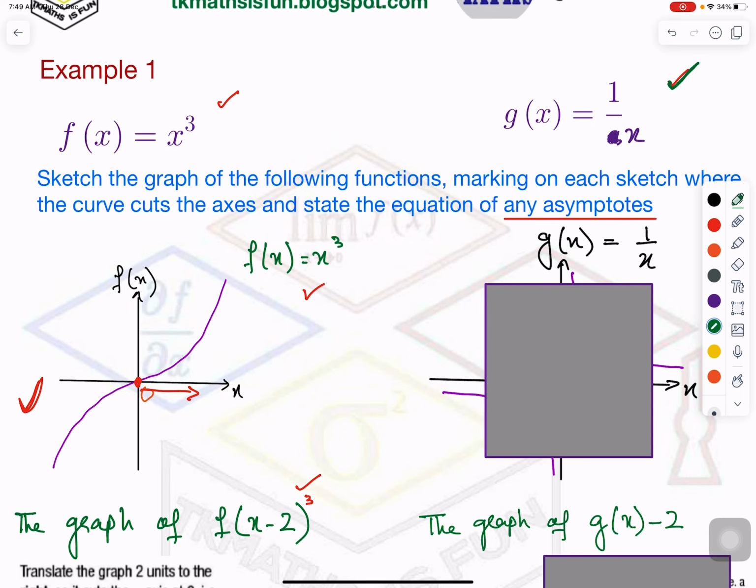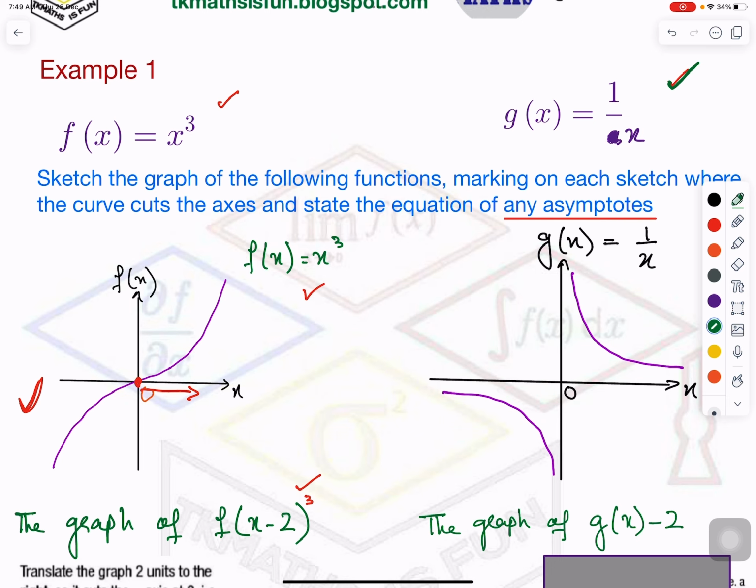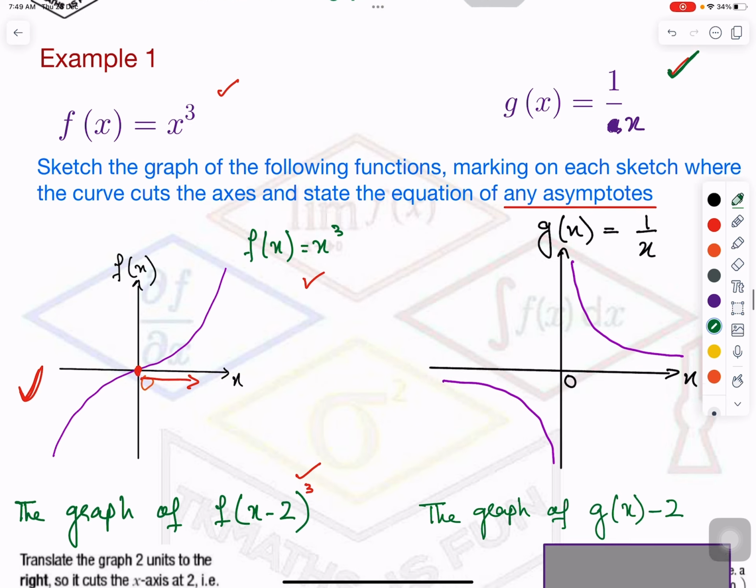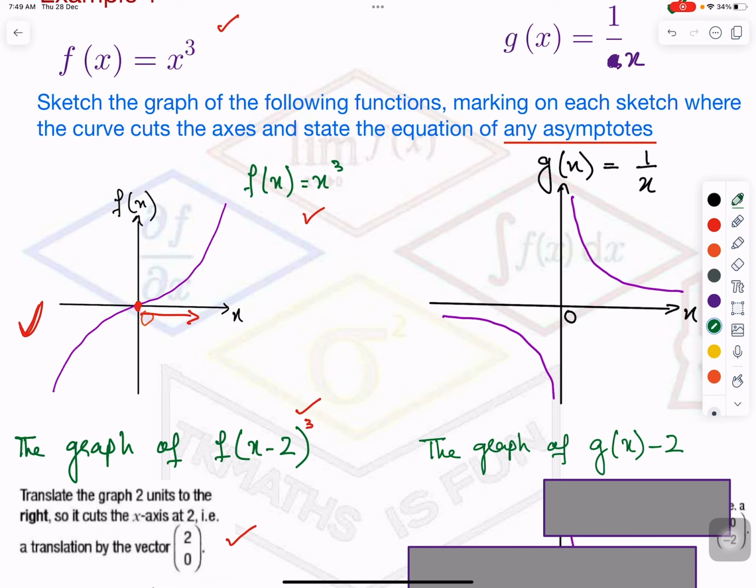Okay. So once you know the sketch of 1 over x, which is here, you have drawn it. Now the question is saying sketch the graph of g of x minus 2. Here, you can see, this one. Graph of g of x minus 2. So we already know from translation that we will move this graph 2 units down, right?